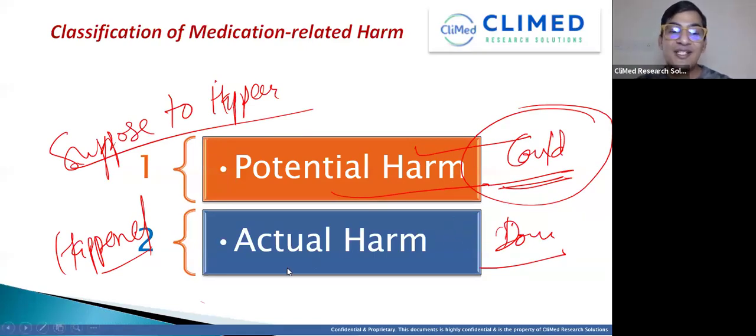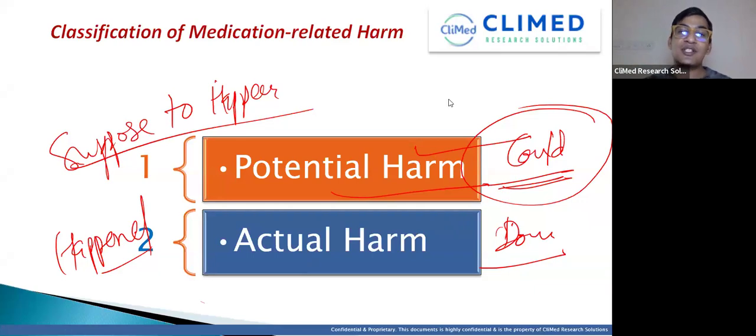Potential harm means this drug could cause the harm. Potential means ability. It could do. There is a difference between it could have been done and it has been done. So there is a difference. It is done, or could have been done, right?